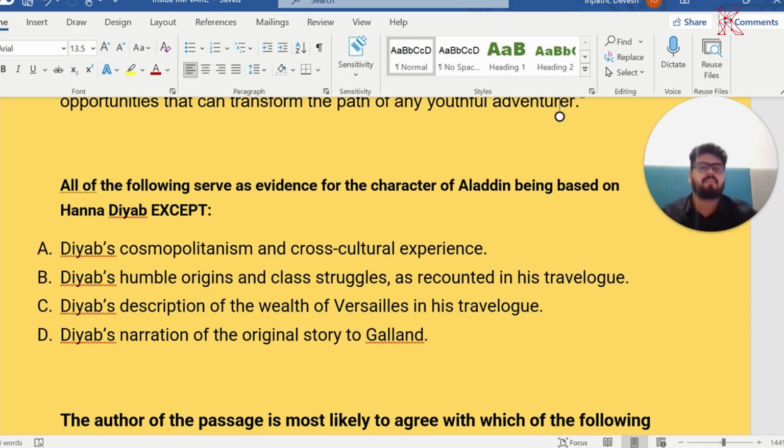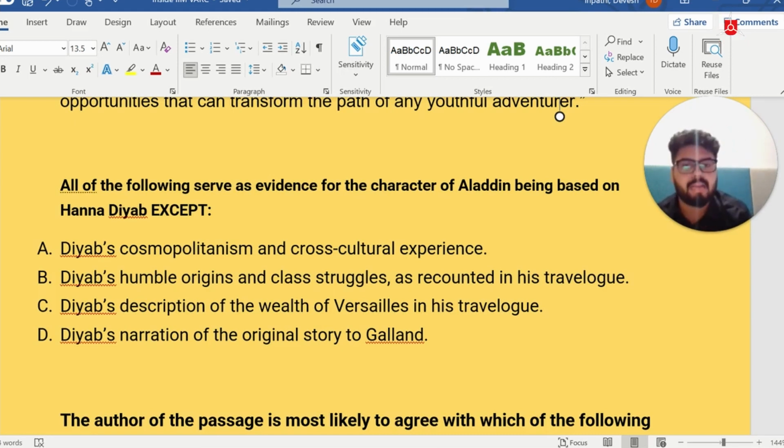Now come to the second option. The app's humble origins and class struggles as recounted in his travelogue. This is also perfectly fine, a direct answer. Because of the humble origin, you can see an example of rags to riches, and Diab also tells in his travelogue that he remembered telling Galland about his humble beginning and his own story, and the way he marveled at seeing Versailles.